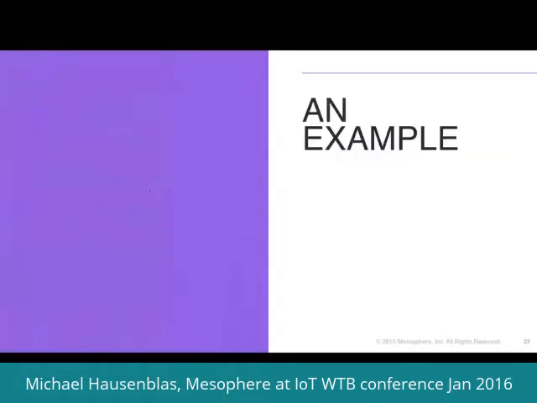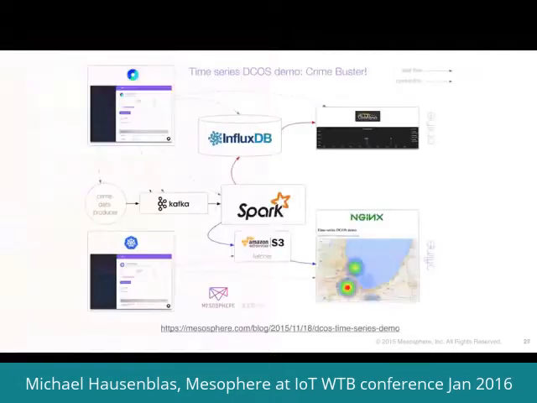Now let's have a look at a concrete walkthrough example, what we call the time series DCOS demo or crime buster. There's a blog post if you want to read it up. What we did there is essentially take a crime database from the Chicago area, an XML dump of around 600 megabytes. We set up a data processing pipeline using Kafka, which gets these messages ingested one after each other.